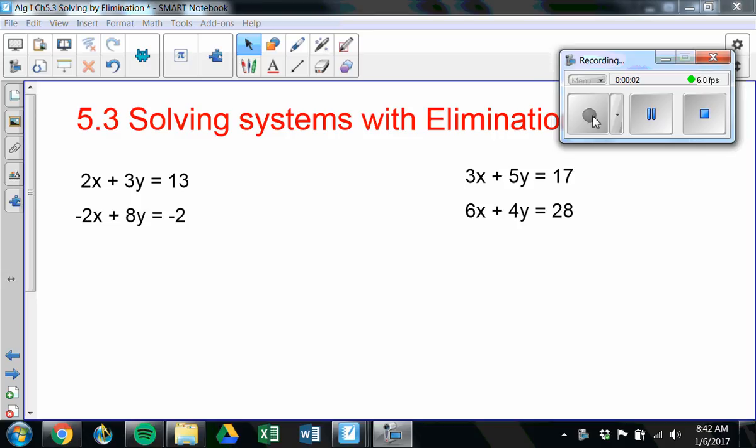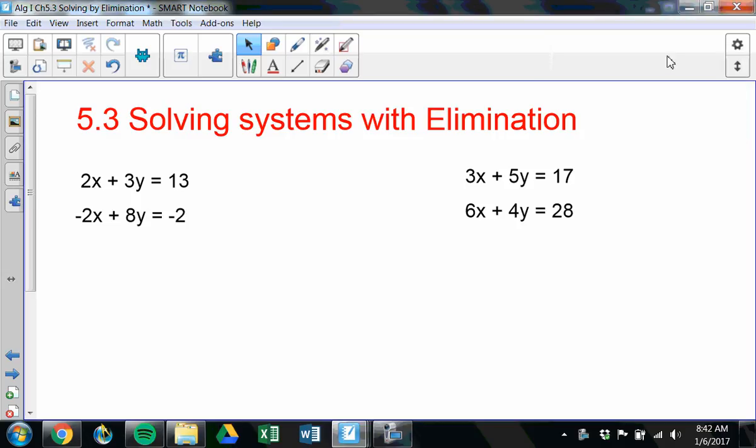Chapter 5, Section 3 is on solving by elimination. We've learned how to solve by graphing and how to solve by substitution. Substitution is nice if you can get a variable by itself really cleanly, but that isn't always a possibility. The nice thing about elimination is it's a method that works every time.